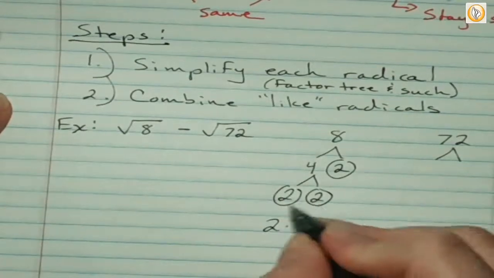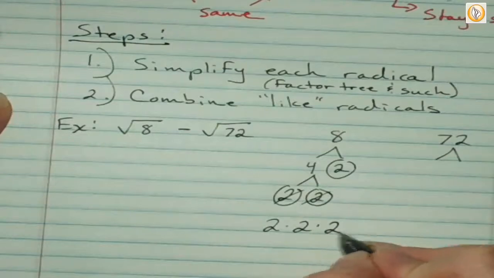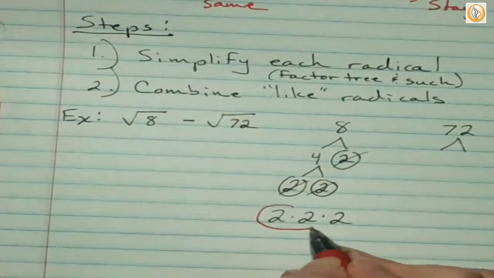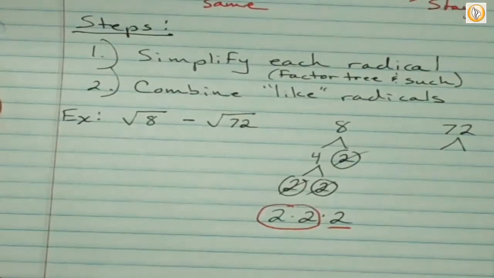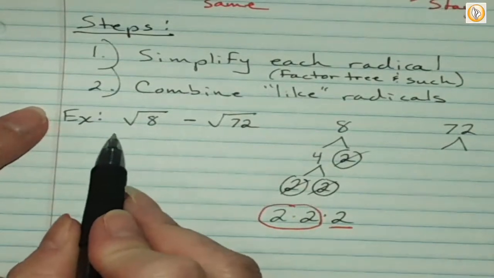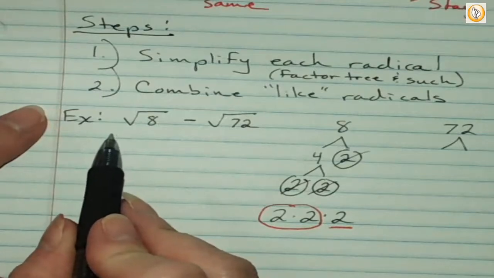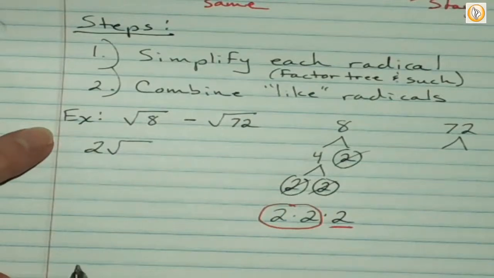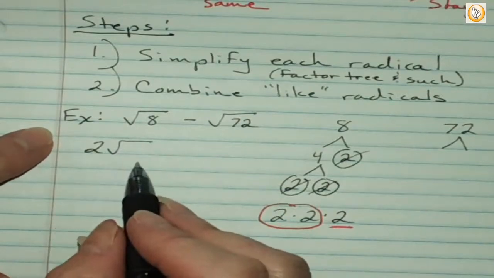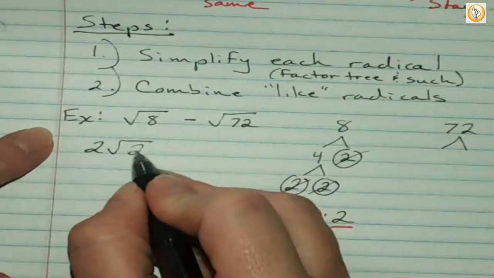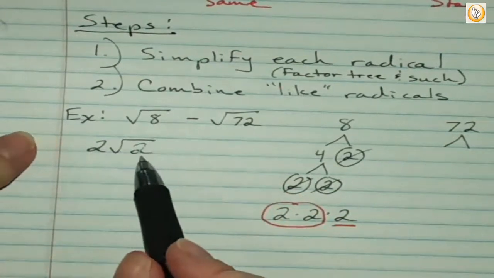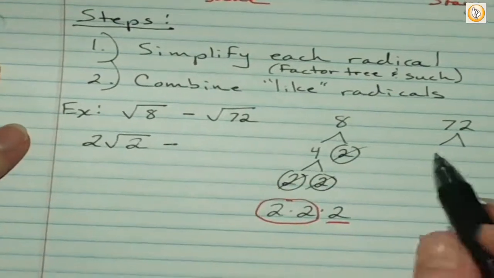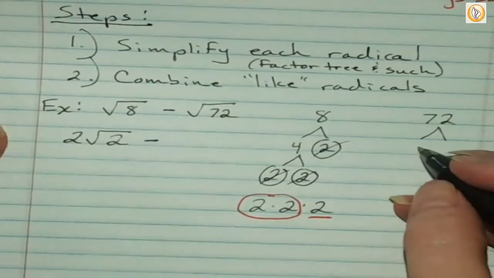So you write down your prime factors, just like we've been doing. We circle our pair, underline our leftover. So then the square root of 8 becomes what, Atalia? 2 times the square root of 2. There you go. Very good. Minus, okay, now we do 72, Atalia.